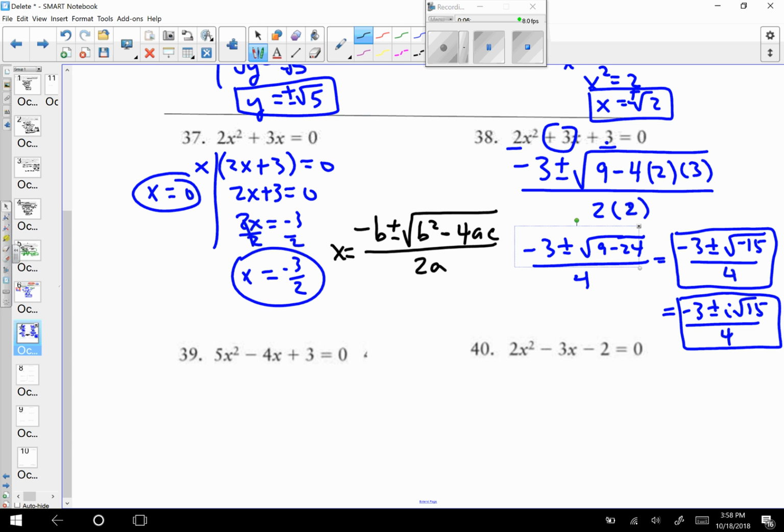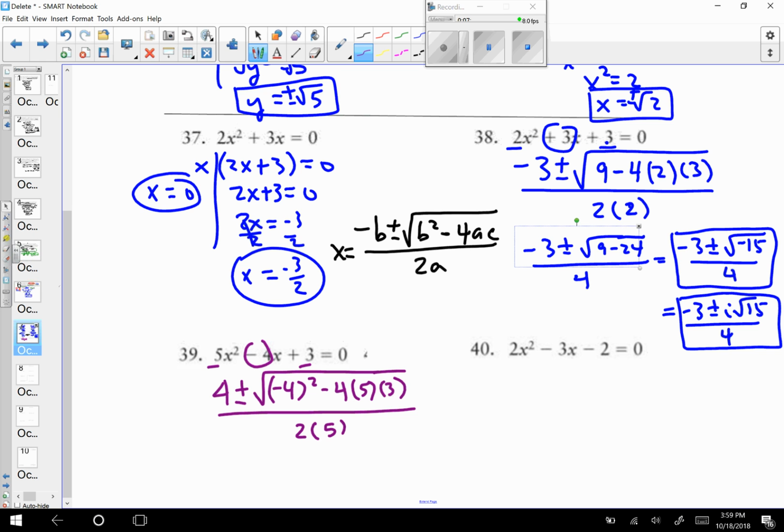So here we go. Okay, so here we have -4. So the b is, we're going to do the opposite of b, right? So right now the b is -4, so I'm going to make it +4. Plus or minus the square root of b squared. So I'm going to do -4 squared minus 4 times a times c, so 4 times 5 times 3, all over 2 times a, so 2 times 5.